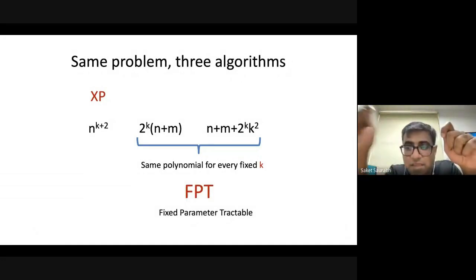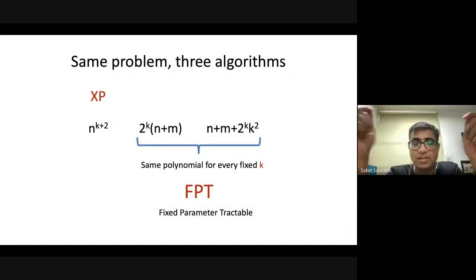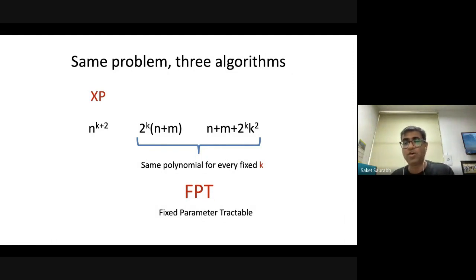Like, it is the same polynomial for every fixed k. It is not that the dependency on the input size changes as k grows. It's just a constant which changes, but the dependence on the input size remains the same. And this is what is basically fixed parameter tractable, on which we will spend some 5-6 lectures.